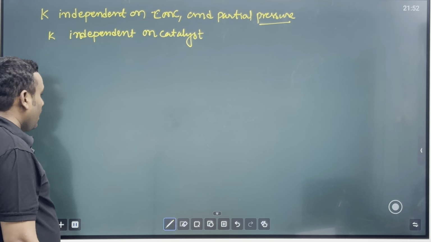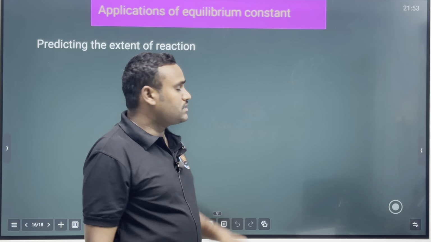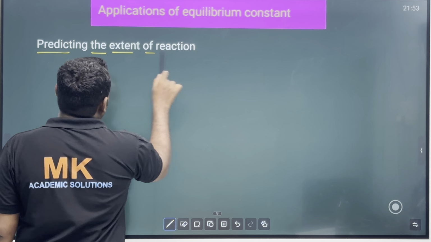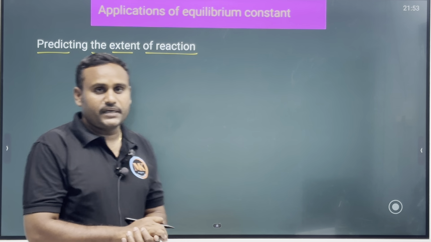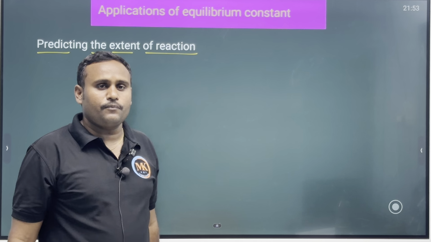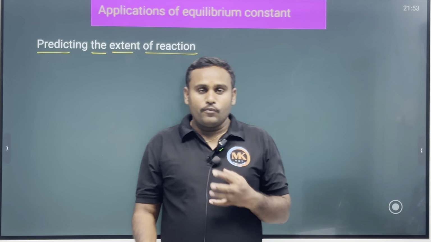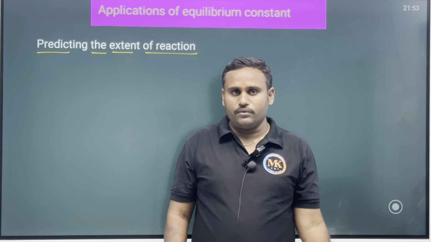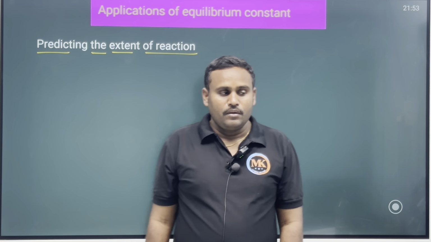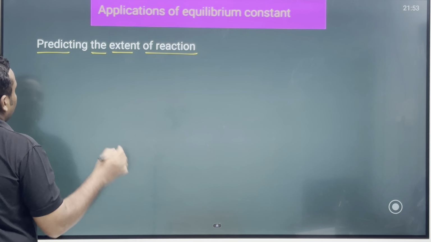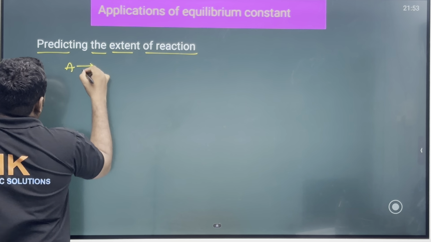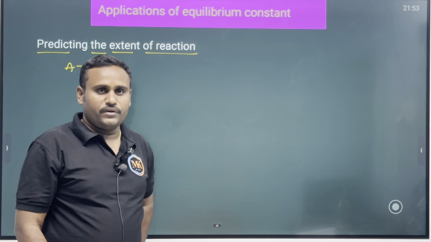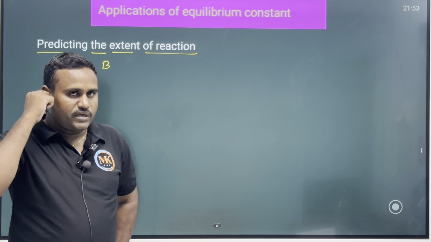Now let us see the applications. What are the applications of equilibrium constant? The first one is predicting the extent of reaction. What is the meaning of predicting the extent of reaction? It means how much concentration or how much percentage of reactants is going to be converted into product. That is known as predicting the extent of reaction. Say for example, we take a hypothetical reaction, A converting into B. How much percentage of reactant is converted into product, that is known as the extent of reaction.